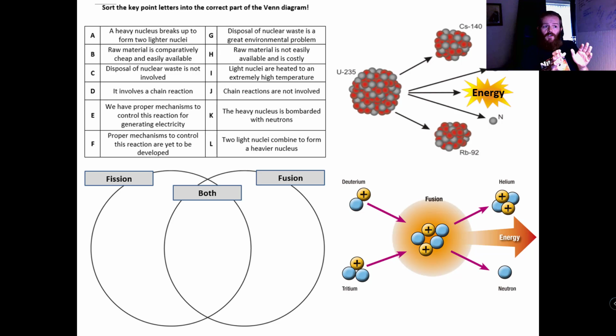And then after you've sorted all those letters out, the bit in the middle, the both section, the overlap in your Venn diagram is going to be empty. What do these things have in common? Just describe it. There's no letter there to do it. Just describe it yourself. So pause the video, spend a few minutes doing that, and then I'll show you the answers in a second.